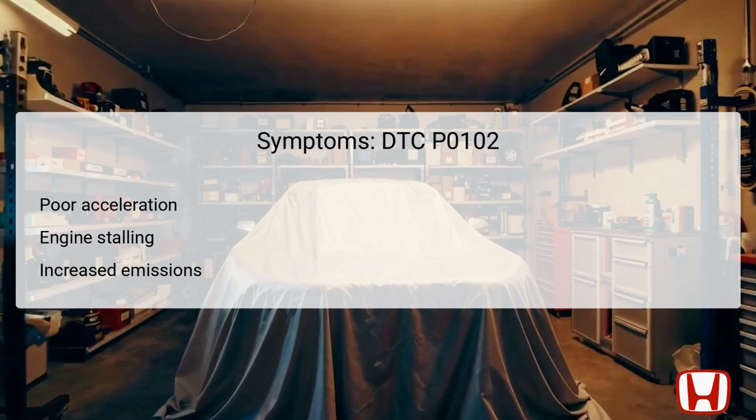A vehicle experiencing a P0102 code may exhibit several issues related to performance and drivability. One common symptom is poor acceleration, as the incorrect air-fuel mixture prevents the engine from responding quickly to the throttle. Additionally, the engine may stall, especially during idling or low-speed conditions, due to inadequate air supply.